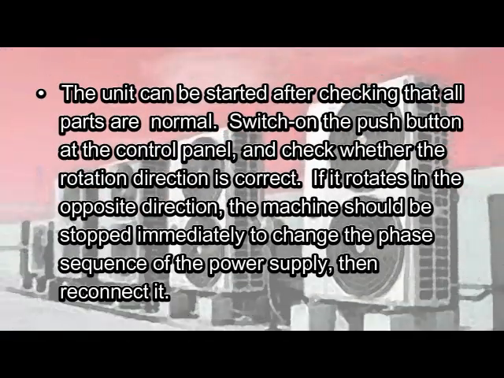The unit can be started after checking that all parts are normal. Switch on the push button at the control panel and check whether the rotation direction is correct. If it rotates in the opposite direction, the machine should be stopped immediately to change the phase sequence of the power supply, then reconnect it.